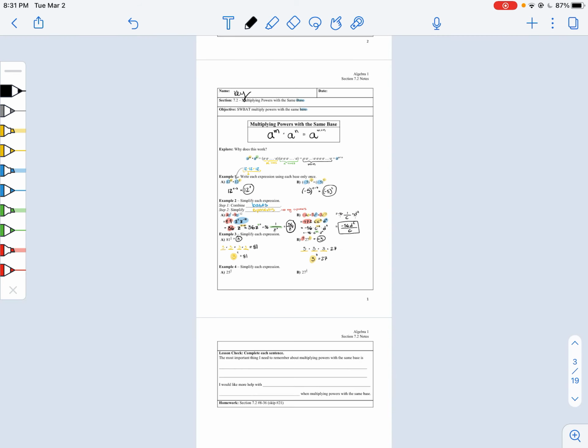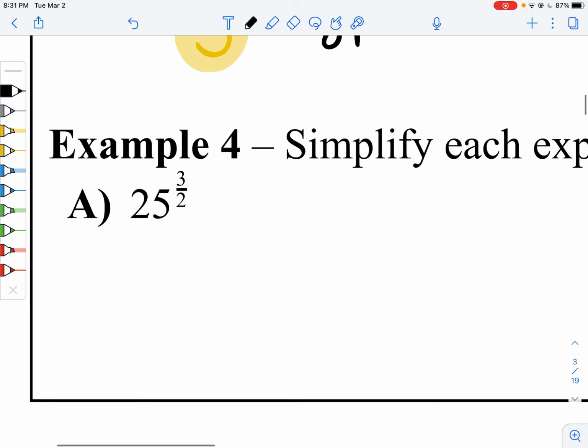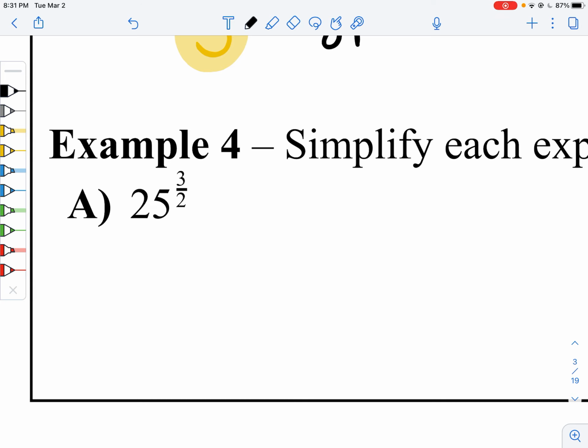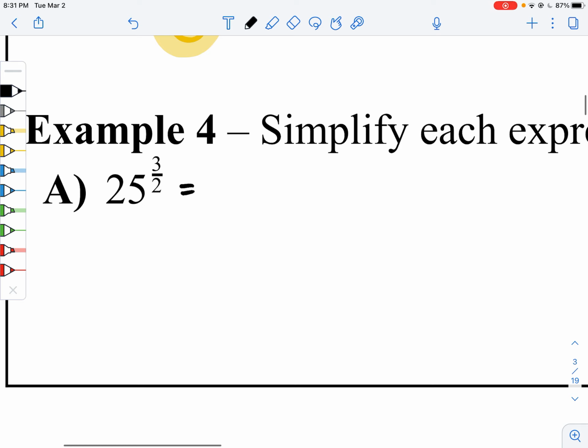Yay. So now we need to simplify each expression. Think of it this way, because that, straight up, guys, look at this. That's gross. Don't think of it as 3/2. Think of this as 25 to the 3 times 1/2 power. Actually, I'm going to switch it. Think of it as 25 to the 1/2 power times 3. Does that help?